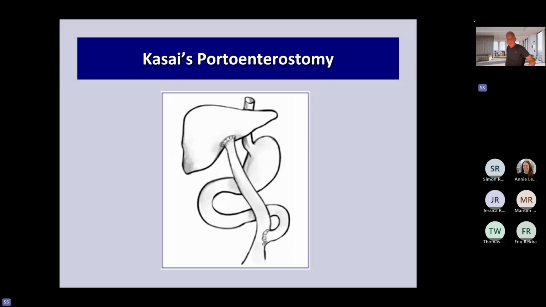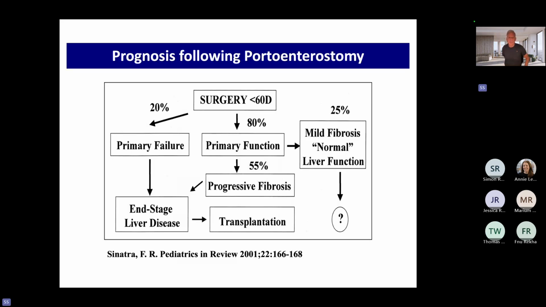The procedure is the Roux-en-Y, the so-called Kasai-Porter enterostomy, shown here. The prognosis following Porter enterostomy, this is my dear friend Frank Sinatra, this is his article. Again, it's an old one from 2001. And remember, I said we used to think of these infants doing well if we operated on them before 8 to 10 weeks. We don't do that anymore. But here is surgery at less than 60 days.